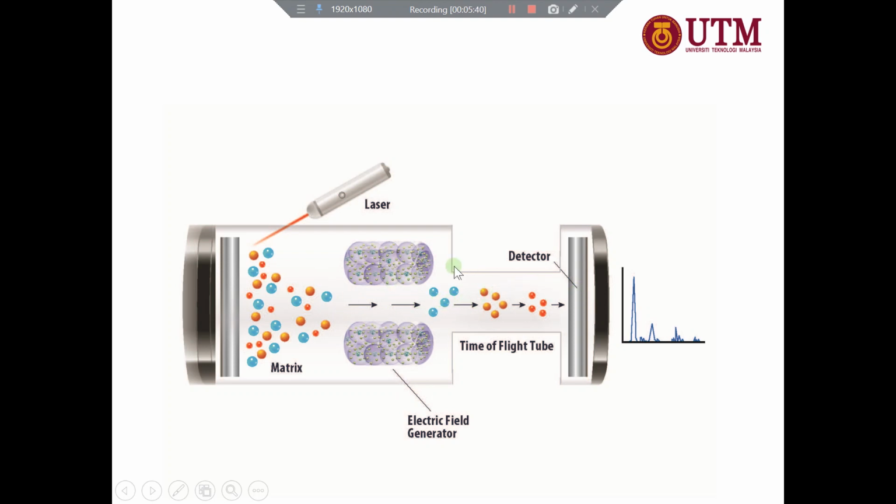Right after the electric field, we have the mass analyzer, which we call time of flight. Time of flight is actually a hollow tube, quite short, maybe just a few millimeters, we don't really know. But because we give the same energy here, an analyte that is lighter is easier to accelerate and will reach the detector first. The heavier one will arrive later. That is what happens.